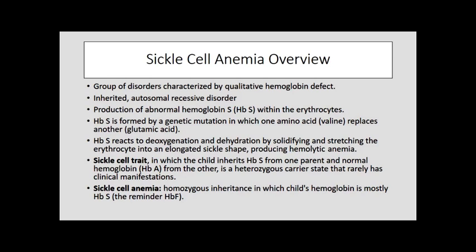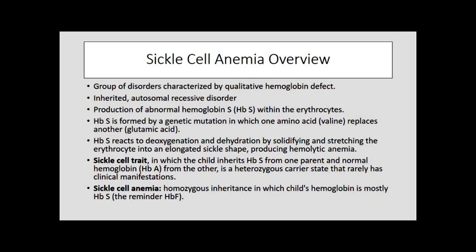Hemoglobin S reacts to deoxygenation and dehydration by solidifying and stretching. Okay, the erythrocytes become elongated, sickle-shaped, and can undergo hemolysis, and also produce thrombosis and vaso-occlusive problems, pain crisis, and many things that can happen to people with sickle cell disease.